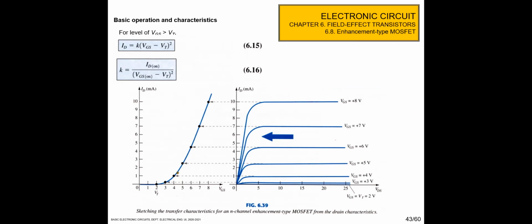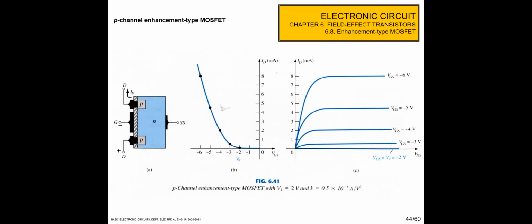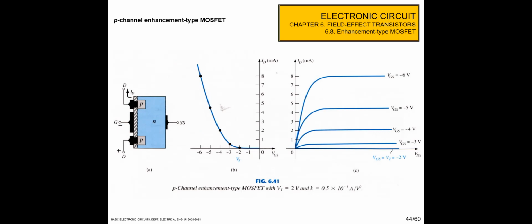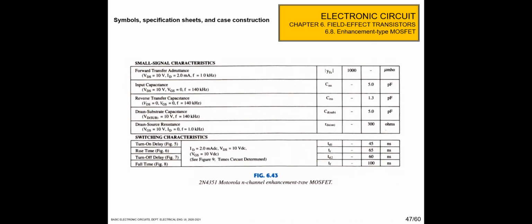Okay, and similar to the depletion type of MOSFET, we have to draw the characteristic of the enhancement MOSFET by using this equation: ID is equal to K (VGS minus VT) quadrat, and so K is ID on per (VGS on minus VT) quadrat, where VT is the threshold voltage. So maybe this is the example here.